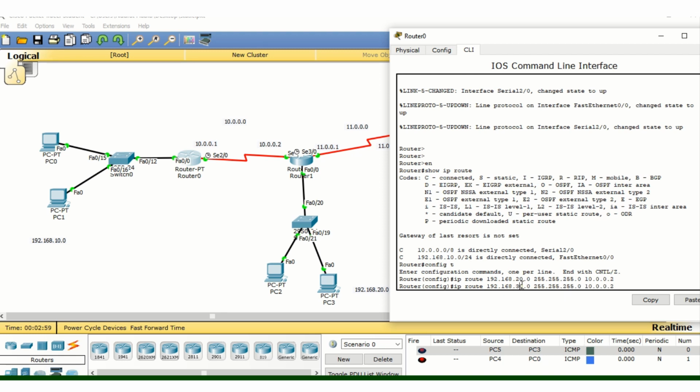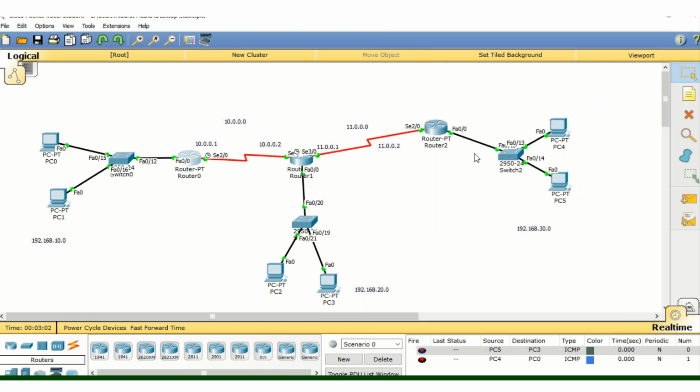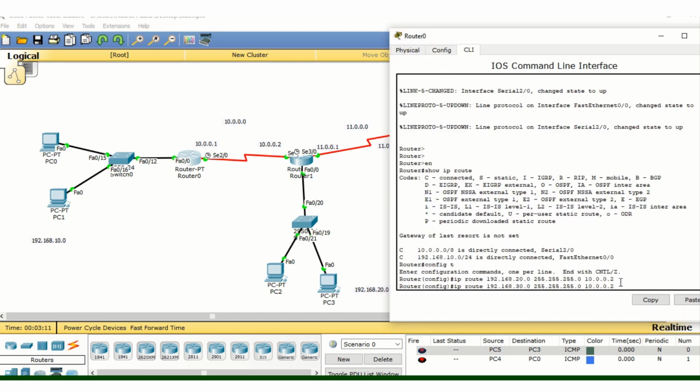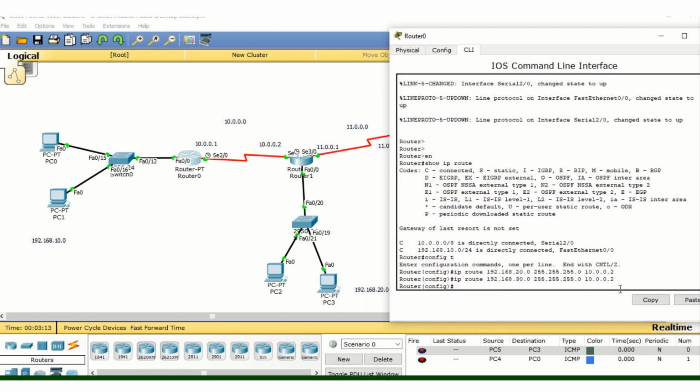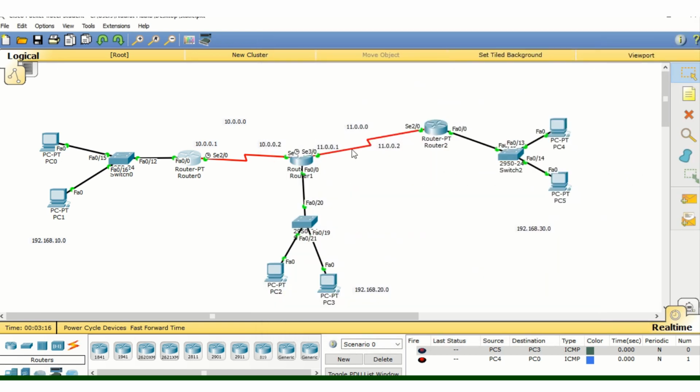Now the interesting thing is the 30 network lies here, but the path for this router to reach this network is also this. So the next hop address will be the same. So we have added both the networks. Correct. Now we will move on to the next router.